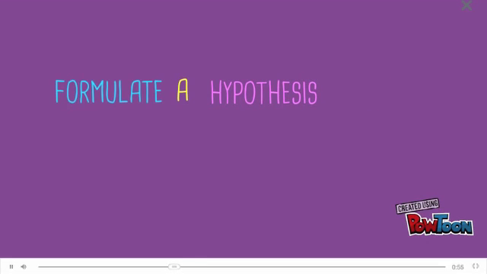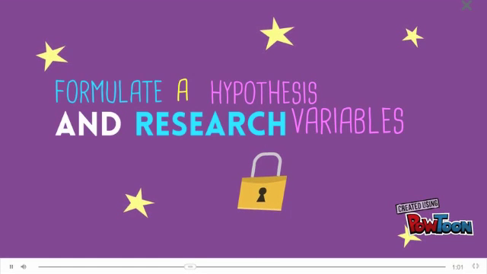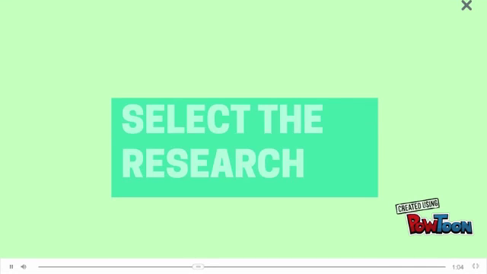Formulate a hypothesis and the research variables. In this part of the procedure, and based on the information that was previously found, the researcher has to create a possible solution to the situation in question. Select the research design. Choose the type of approach needed during the experimentation phase.